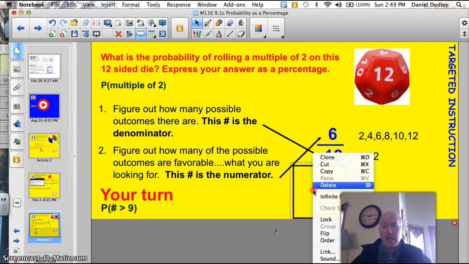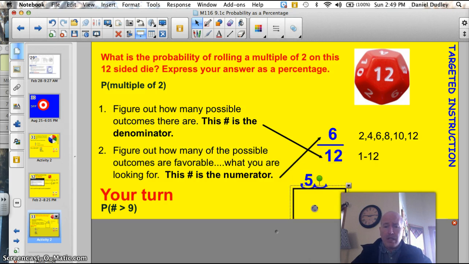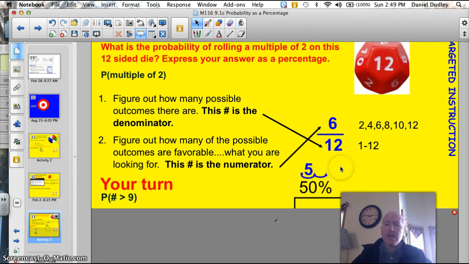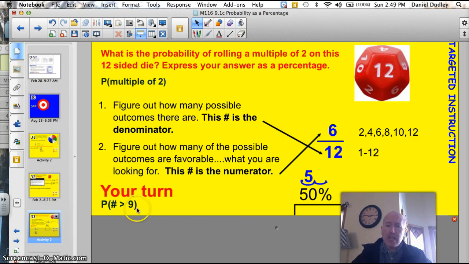So if I pop that into the calculator, of course, I'm going to get 0.5. That makes sense, right? It's half. Move that decimal 2 spots to the right, 1, 2, we end up with 50%. Now it's your turn on this same example. Find out what the probability of a number greater than 9 is. Go ahead and take a second to pause it.